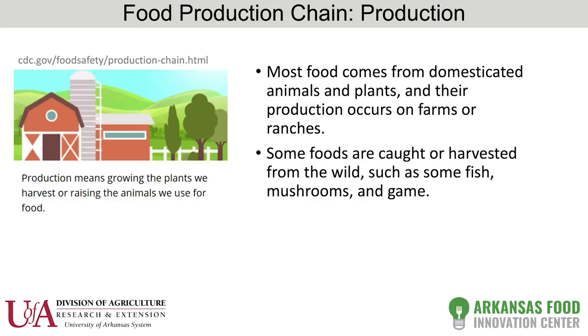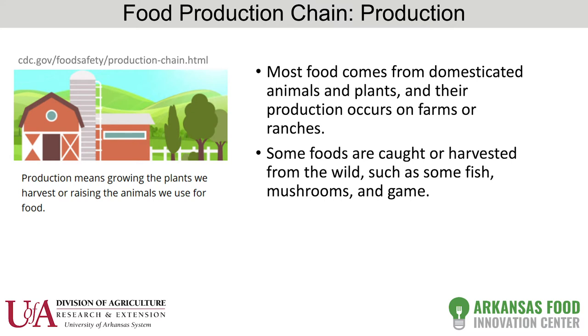Production means growing the plants we harvest or raising the animals we use for food. Food typically comes from domesticated animals and plants, and most production occurs on farms or ranches. Other foods may be caught or harvested from the wild, like fish, mushrooms, and game.